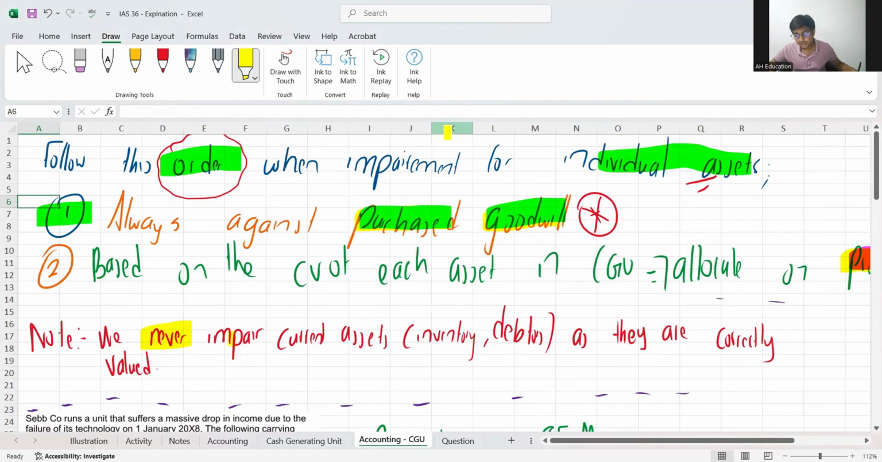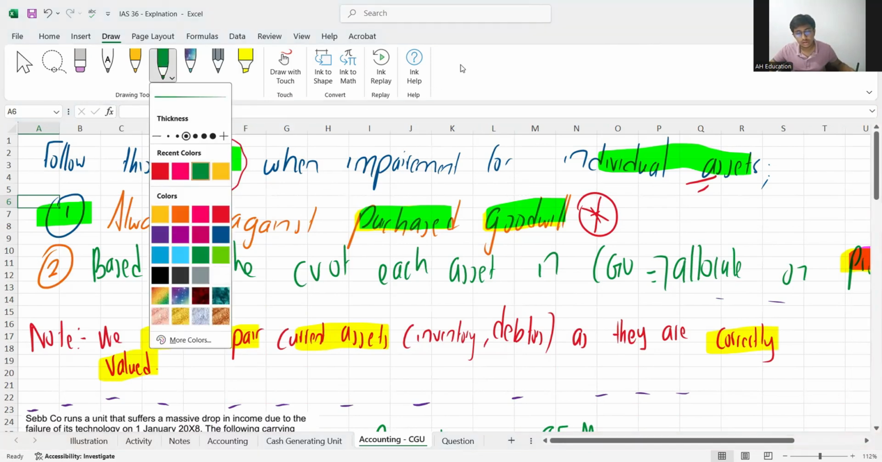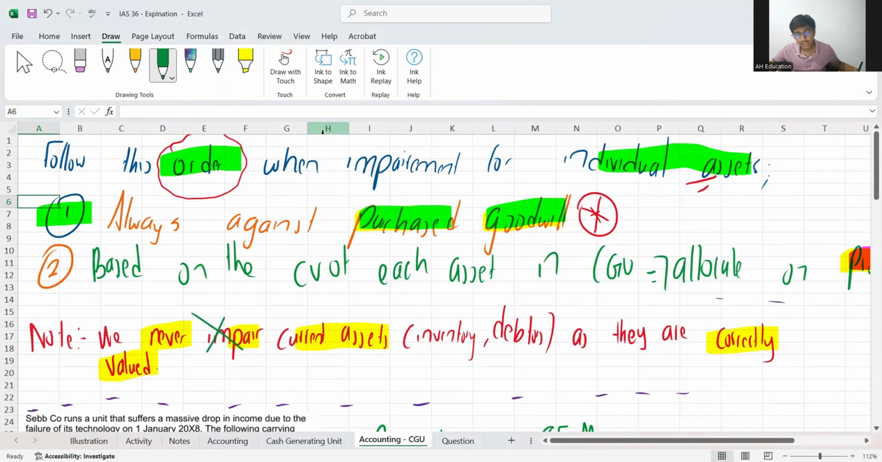We will never impair our current assets. You all know current assets are stock, debtors, cash. They will not be impaired, because they are always correctly valued, always under their realizable value. So you never, ever need to go and impair your current assets. Now, this is a repetitive question. You will always be getting current assets in each and every question in terms of IAS 36. So never ever impair your current assets. Now let us look at a question.